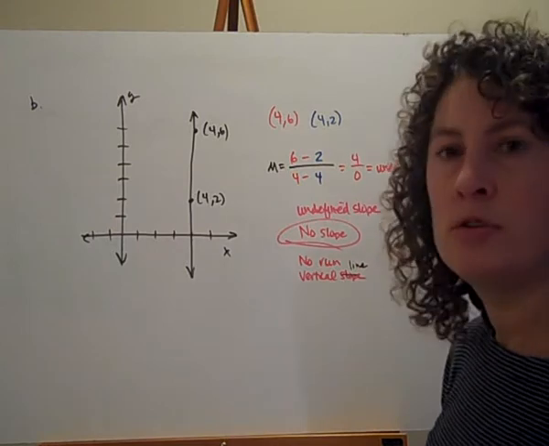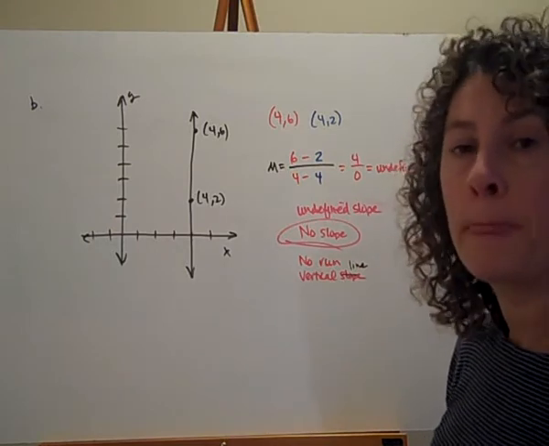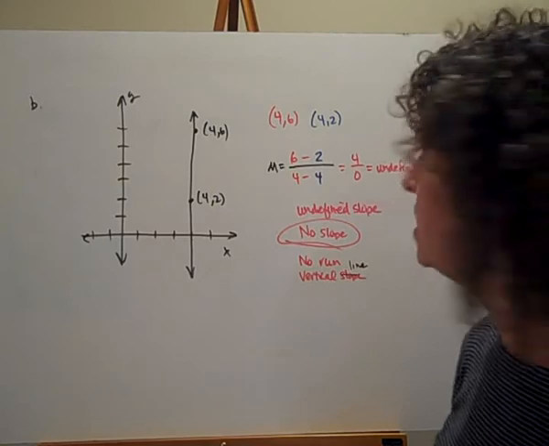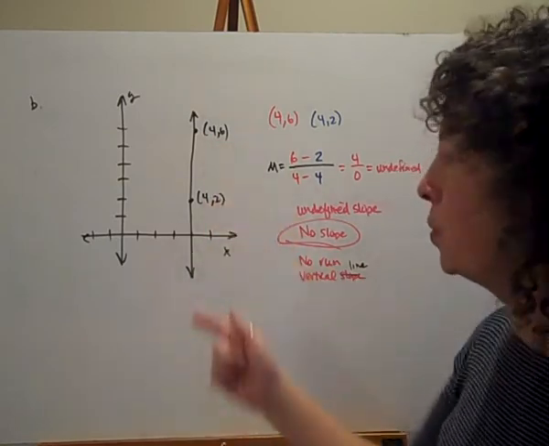So our two special lines have two very different slopes from each other. One is a 0 slope, that's our horizontal line, and one is a no slope, that is our vertical line.